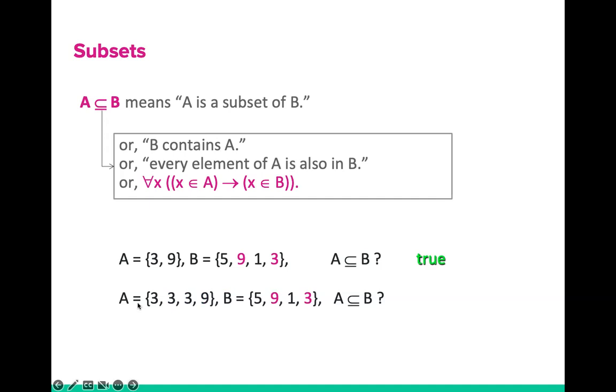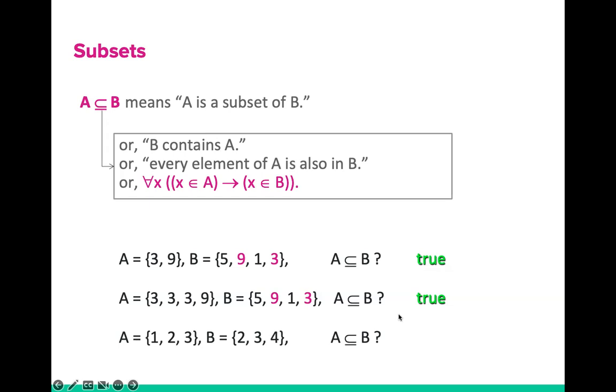Now, suppose A has elements 3, 3, 3, and 9, and B still has elements 5, 9, 1, 3. Can we consider A as a subset of B? Yes, we can. Because a property of a set is that it has no duplicating elements, or it has distinct elements. So we can rewrite this into the form of just 3, 9. And we already know that 3, 9 is in B. So we can say that A is still a subset of B.